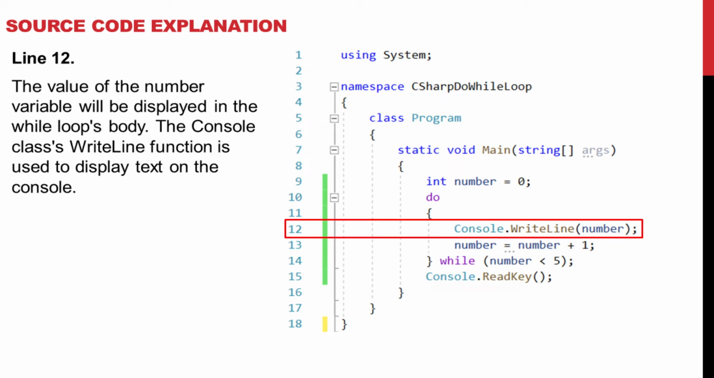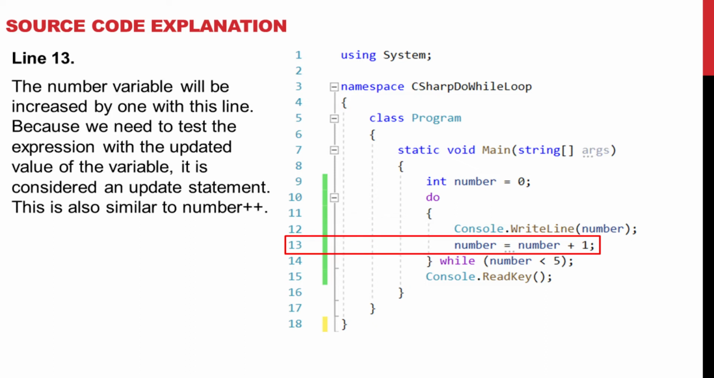Line 12. The value of the number variable will be displayed in the while loop's body. The Console class's WriteLine function is used to display text on the console. Line 13. The number variable will be increased by 1 with this line. Because we need to test the expression with the updated value of the variable, it is considered an update statement. This is also similar to number++.